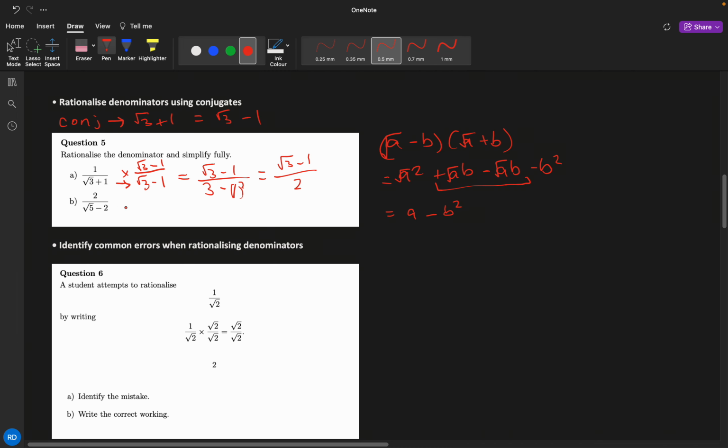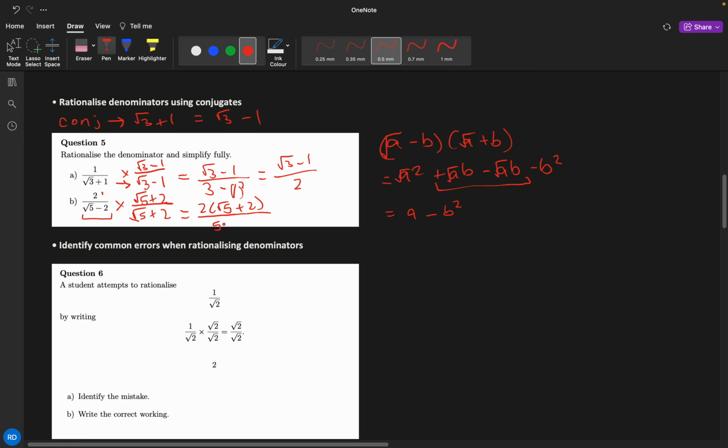So now we're going to go on to B. We're going to multiply it by the conjugate of this, which is root 5 plus 2. So as you can see here, it's not about turning it into a negative. It's about making it the opposite of whatever the original sign is. So this one's negative, so this one's going to be positive. And then root 5 plus 2 on top. So that is going to be 2 times root 5 plus 2, because we've got the 2 up here. And then I'm going to cheat again, just using this a minus b squared thing off to the side.